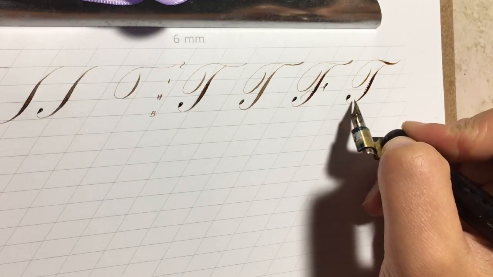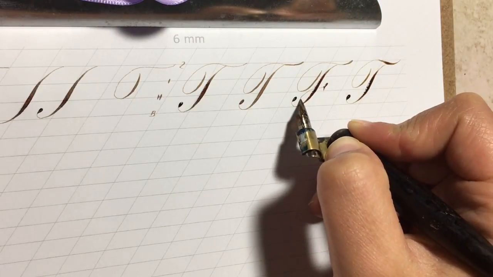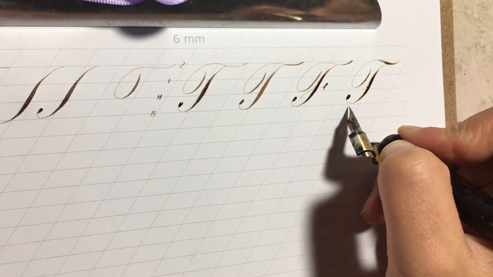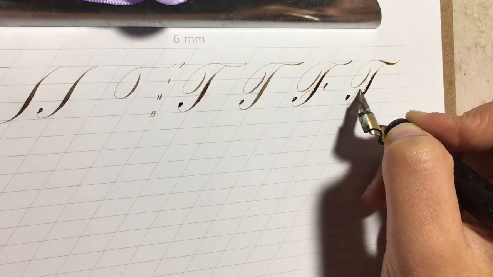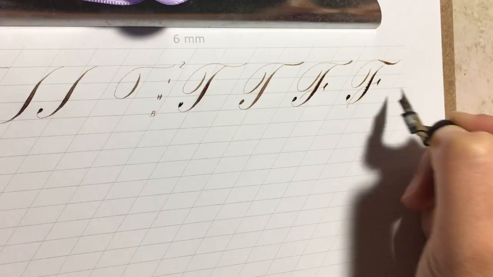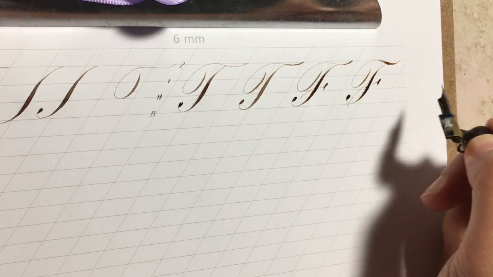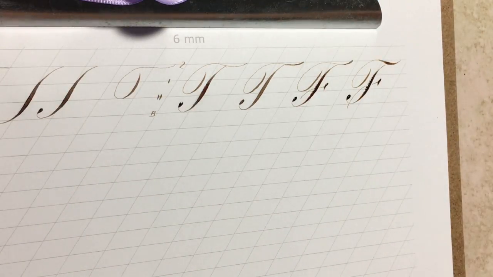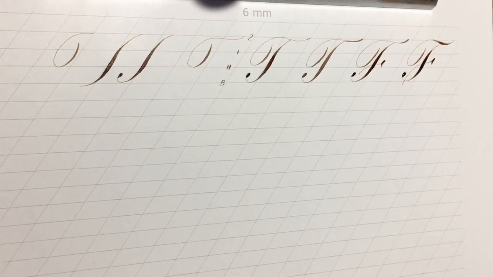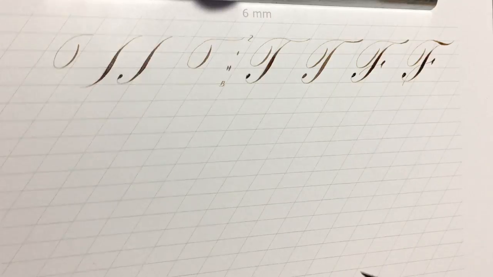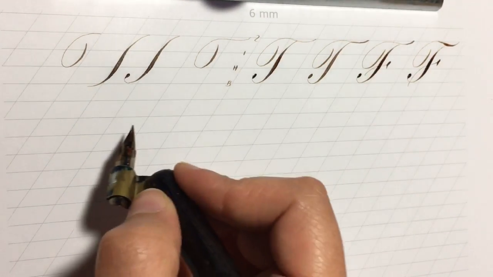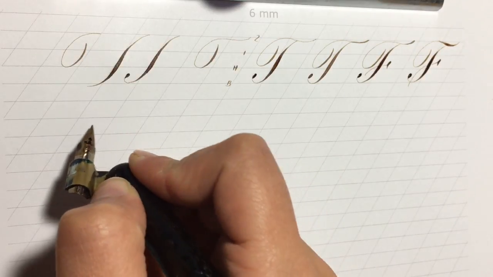Okay, now for this crossbar, you can also start it. So usually I start it about the same height as the terminal dot, but you can also start it below the baseline and then come up. And with all capital letters, you'll see different people write them different ways. I'm just showing you the most basic ways that a lot of people tend to write. But feel free to make it your own.